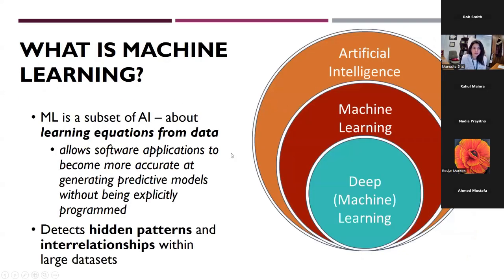In terms of machine learning, this is a subset of AI, and it's about learning equations from the data. So this allows software applications to become more accurate at generating predictive models without being explicitly programmed. And what you can see here is that deep machine learning is a subset of machine learning. And within deep machine learning is where you have generative AI, so large language models. And so deep machine learning particularly allows for leveraging hidden patterns and interrelationships within large data sets, particularly in a longitudinal manner. So longitudinal data or sequential data over time.